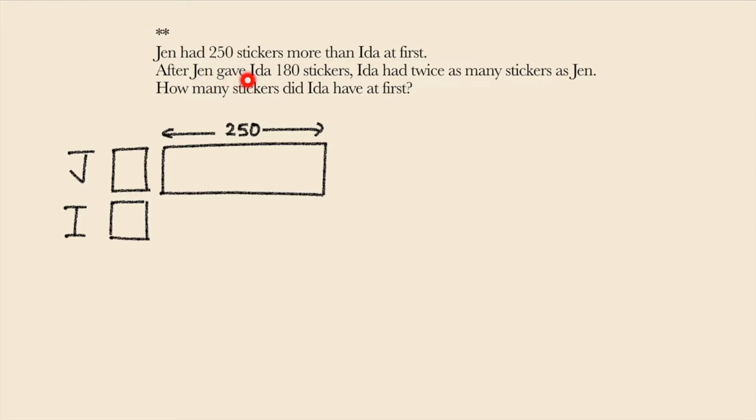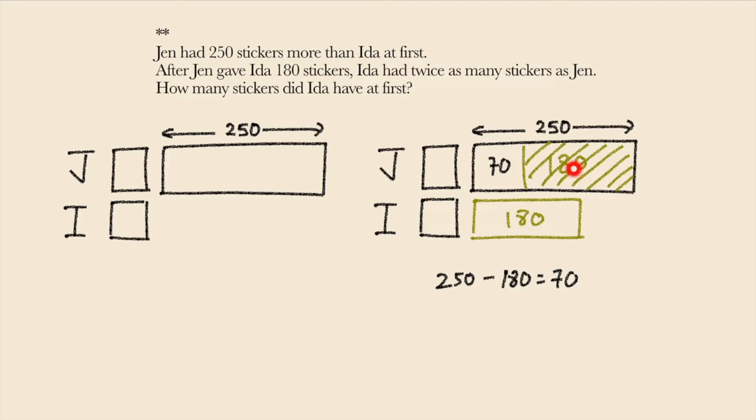Jen had 250 more than I at first, so that's the difference shown there. Now, J gave I 180. Now, this real number portion here, yeah, we can afford to give 180. So let's show that. 180 subtracted and given to I. Now, we also can find out the empty portion here. That's 70. 250 minus 180, that's 70.